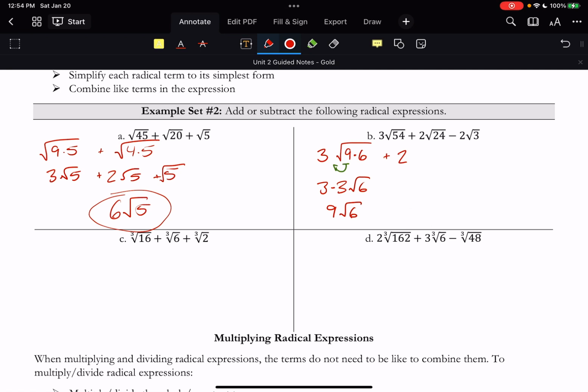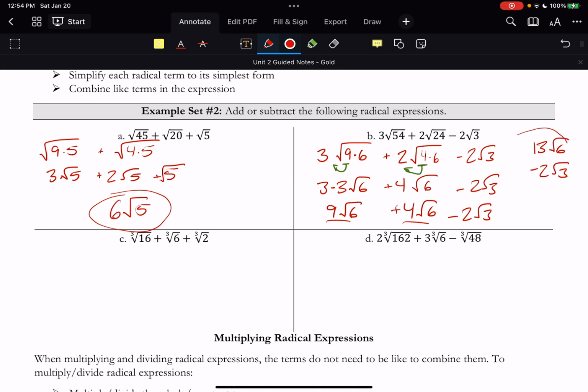2 times the square root of 24, perfect square factor of 24 is 4. And I know that when I pull out that 4, 2 times 2 is equal to 4. So I have 4 times the square root of 6. And then I have minus 2 times the square root of 3. That can't be simplified down at all. So now I can combine my first two terms together because they have the same radical term. So I have 13 times the square root of 6 minus 2 times the square root of 3. And that is my simplified answer in simplest radical form.